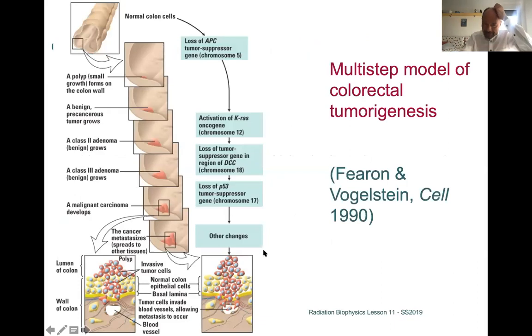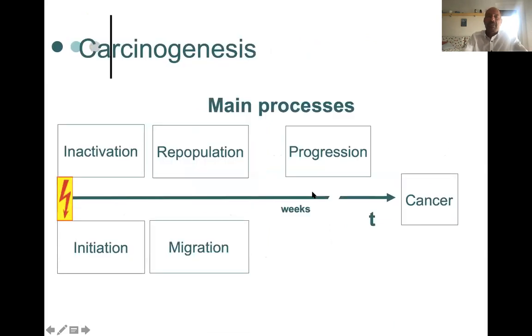So if you want to make the model, you can start from this picture I showed already in biology, this multi-step approach. You have to simplify it a little bit. So you can imagine that you have initiation, then you have some kind of migration, promotion, and then you have cancer. But of course you also have inactivation from the cellular point of view, and you have repopulation. So the cells that are not dead will repopulate the tissue. And then of course the progression step, that is extremely important, which is probably more important than the initiation.